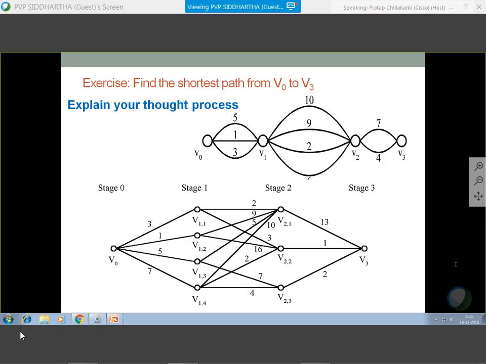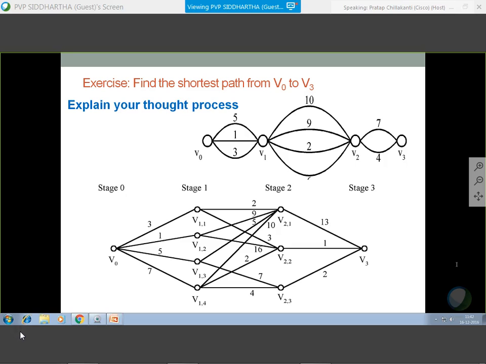Okay. Now from V1, again I apply the same algorithm. Take the shortest edge. I take 2. Go to V2. And then between 4 and 7, I choose 4, I go to V3. So my total distance is 1 plus 2 plus 4. That is 7. Okay. So that is my thought process. Look at all the outgoing edges, take the shortest weight. Got it? Okay. Now, if I apply the same thought process to the second diagram, let's see if it works.